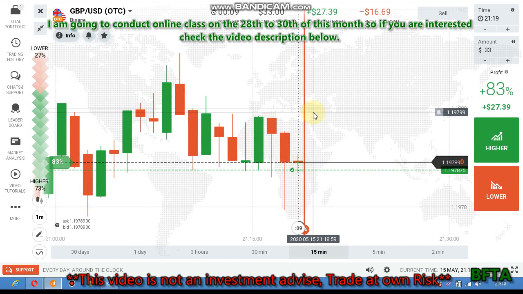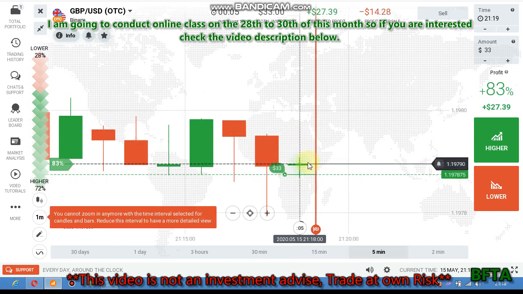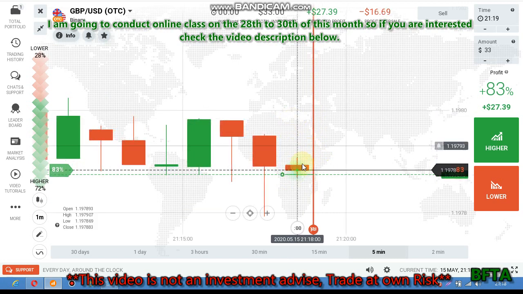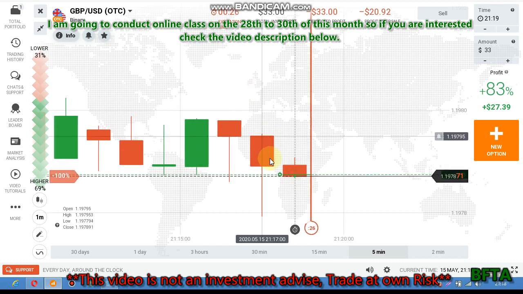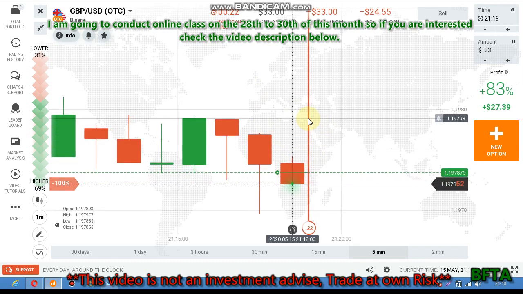So the buyers will enter, and I place my trade at the safe entry. So this will be my last trade. You can see it's testing the buyer's level, but it will close as bullish candle.